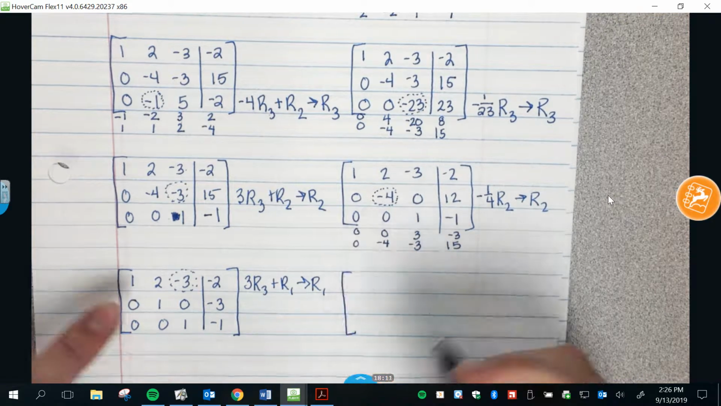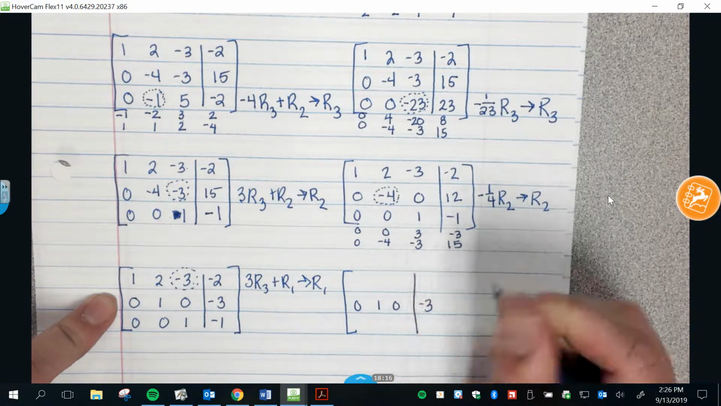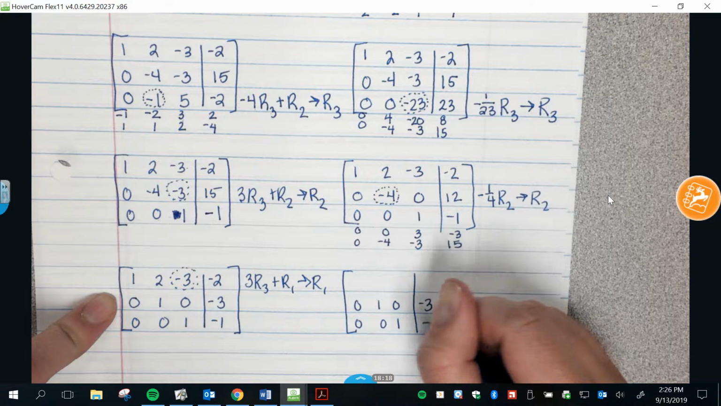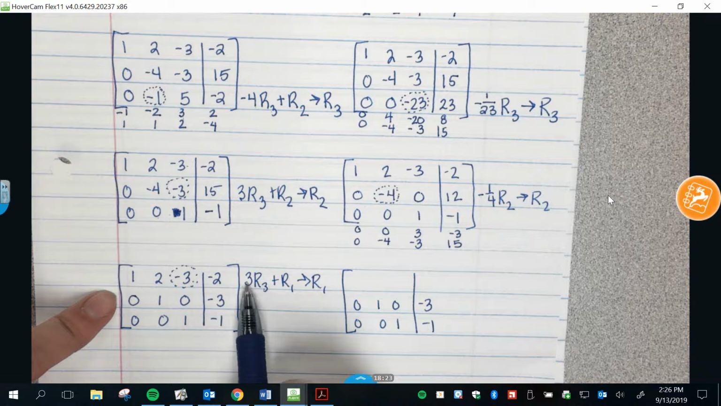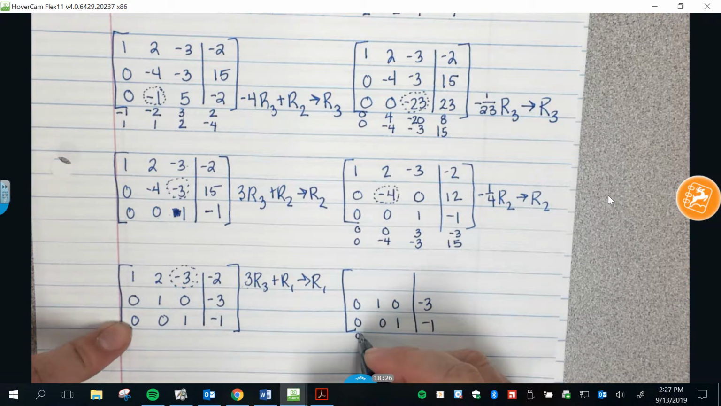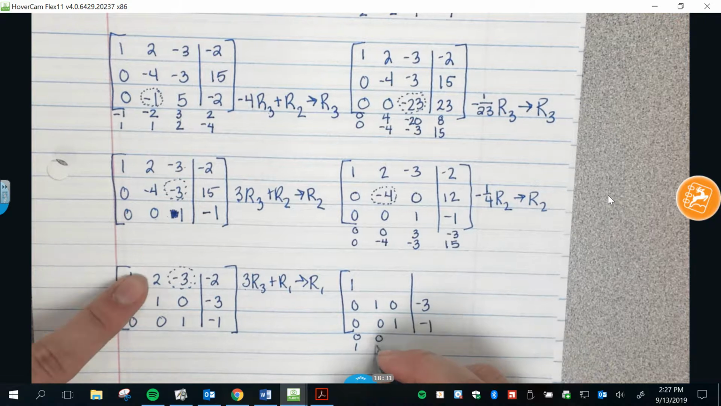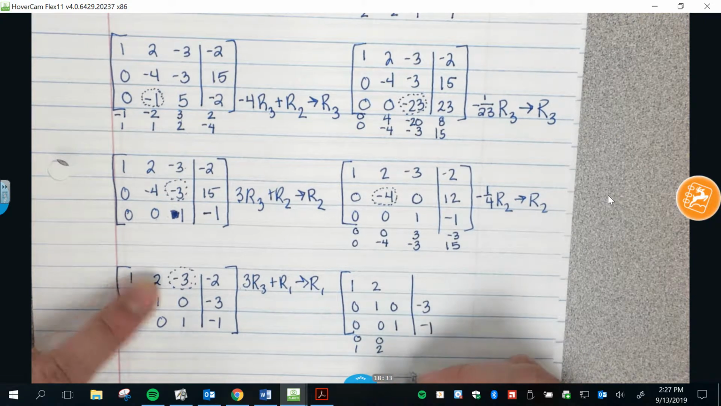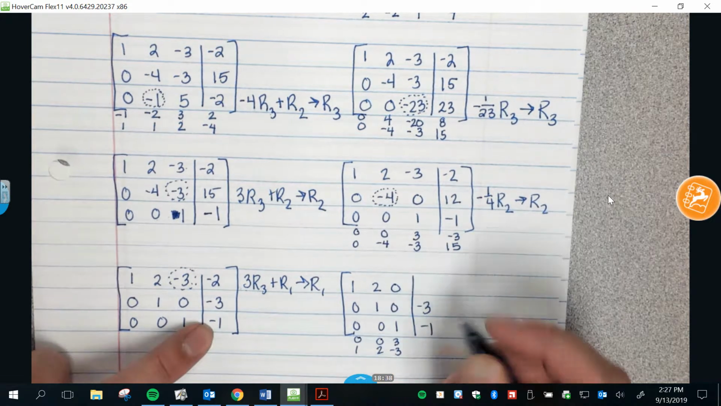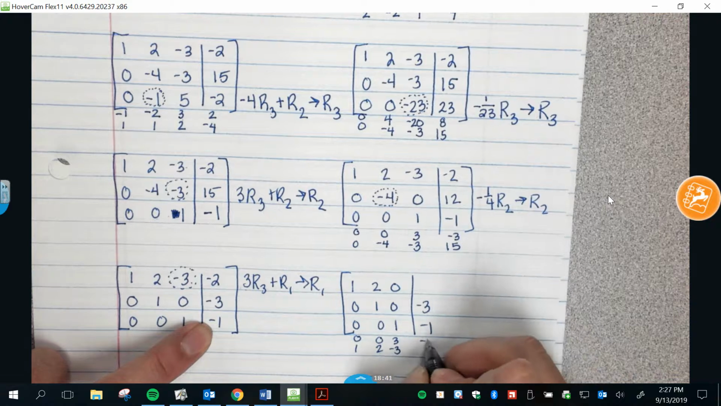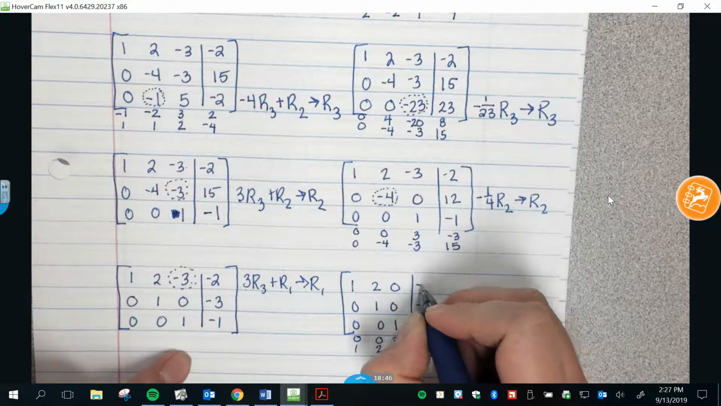That's awesome. So I'm just going to rewrite. I like to rewrite the ones that aren't changing first. 0, 0, 1, negative 1. Okay. These get easier because you got a lot more zeros. So 3 times row 3 is 0, plus row 1 is 1. 3 times row 3 is 0, plus 2 is 2. 3 times row 3 is 3, plus negative 3 is 0. 3 times negative 1 is negative 3, plus negative 2 makes negative 5.